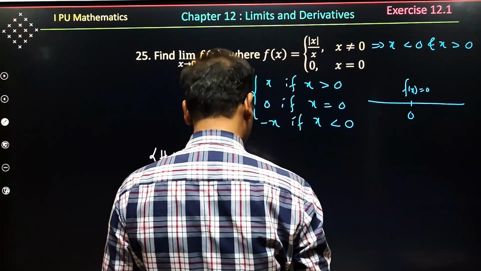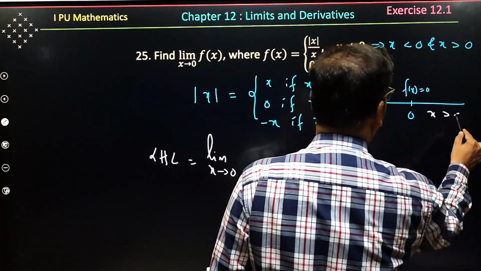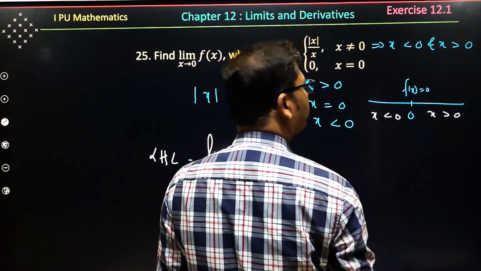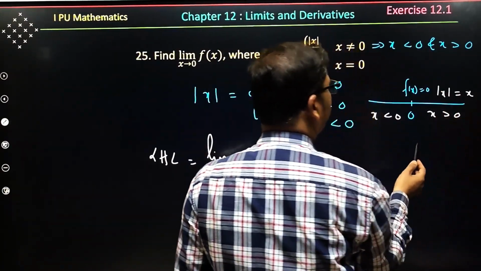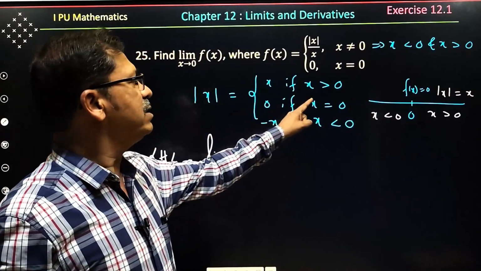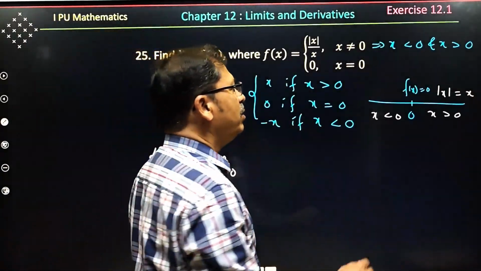We observe here, this is x greater than 0 and this is x less than 0. When x is greater than 0, mod x is given by simply x. When x is less than 0, mod x is given by minus x.